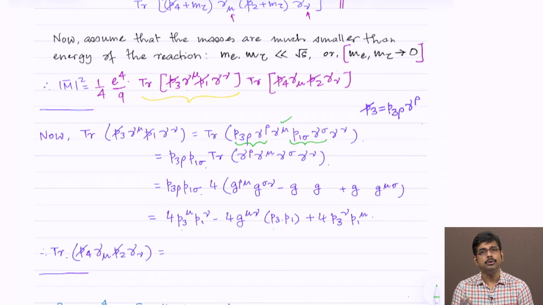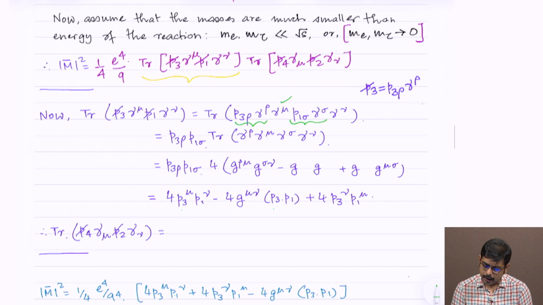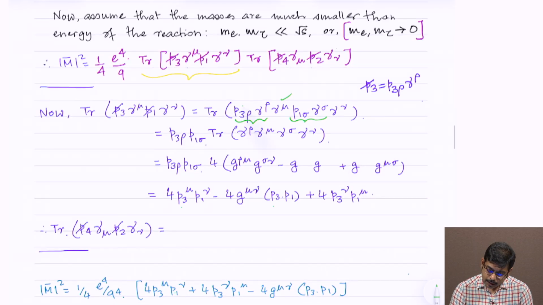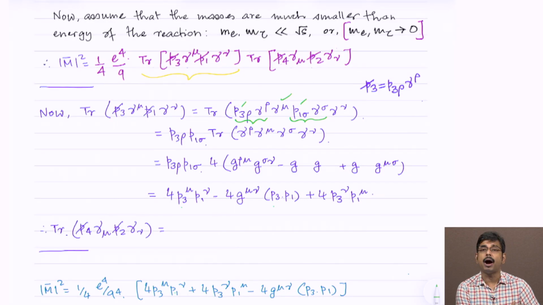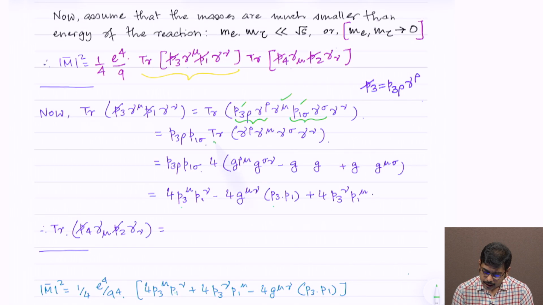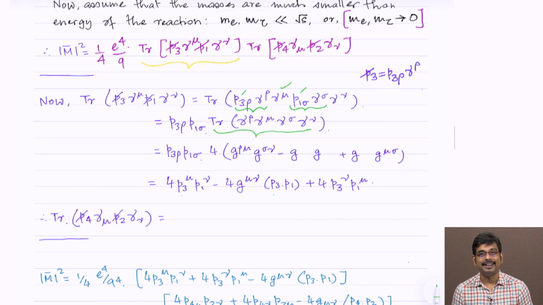So please use a different Lorentz index for the gamma matrix accompanying P3 slash, and write it in a special notation. Here I have written P3 slash as P3 rho gamma rho, and for P1 slash I have written P1 sigma gamma sigma. And these are nothing but numbers, right? P3 rho and P1 sigma. So I can bring them out of the trace, and inside the trace what I have is the trace of gamma rho, gamma mu, gamma sigma, gamma nu.